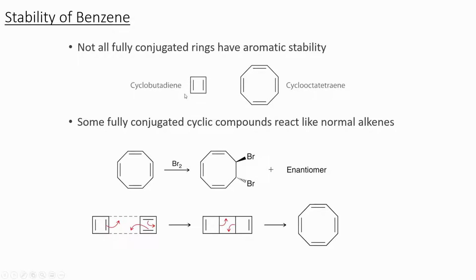Cyclobutadiene and cyclooctatriene are both rings, and they both have fully conjugated systems. But these two compounds are not aromatic. These will both act like normal alkenes would act. We can do an addition reaction to cyclooctatriene, for example, and cyclobutadiene will dimerize to form cyclooctatriene. So these two compounds are actually quite reactive compared to a benzene ring.